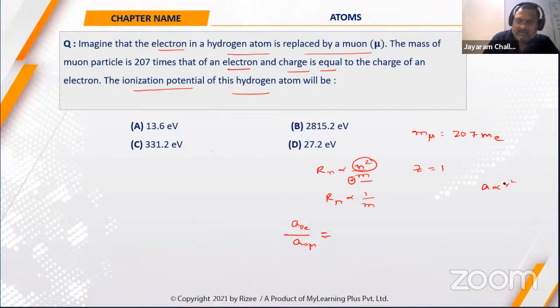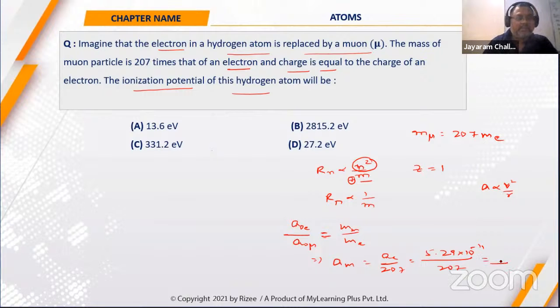This is v square by r, so I'm using that particular relation. This is mass of the muon by mass of an electron. From this one, AM is equal to AE by 207. So now on substituting, the acceleration of the electron will be 5.29 into 10 to the power of minus 11 by 207. On solving this one, you should get this in terms of electron volts. So these types of questions will be asked over there.